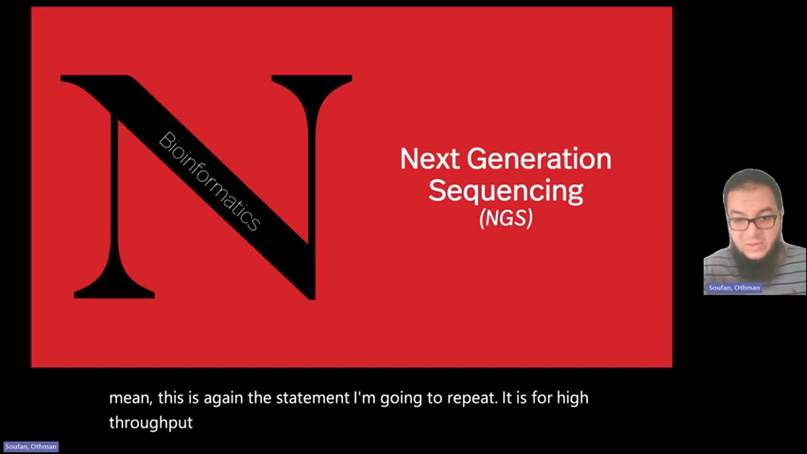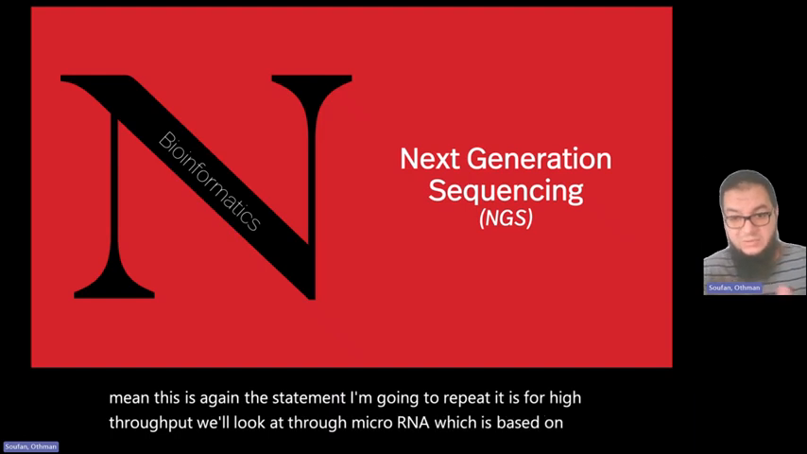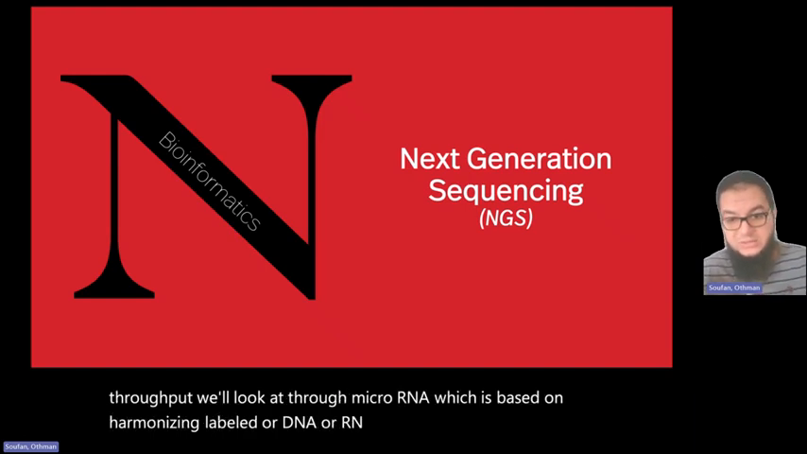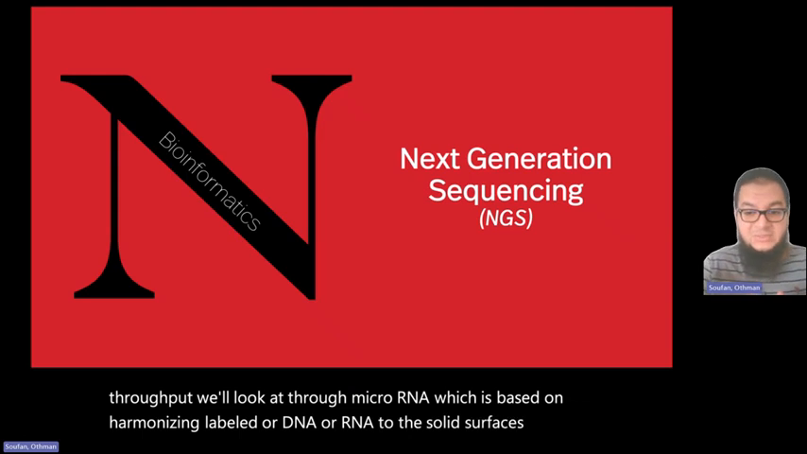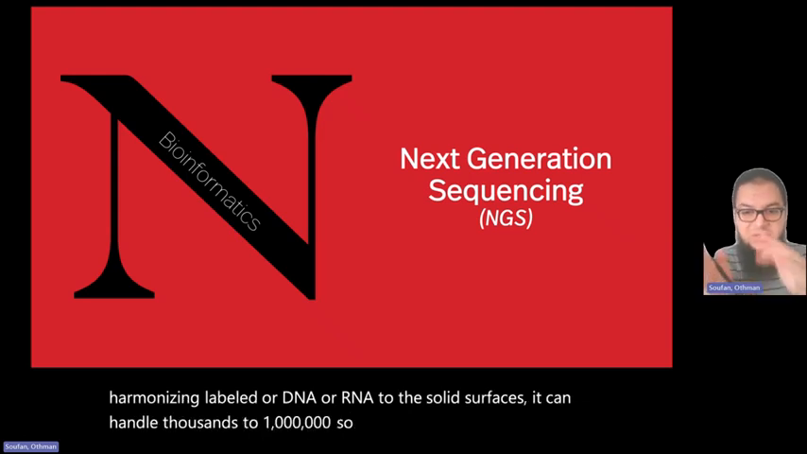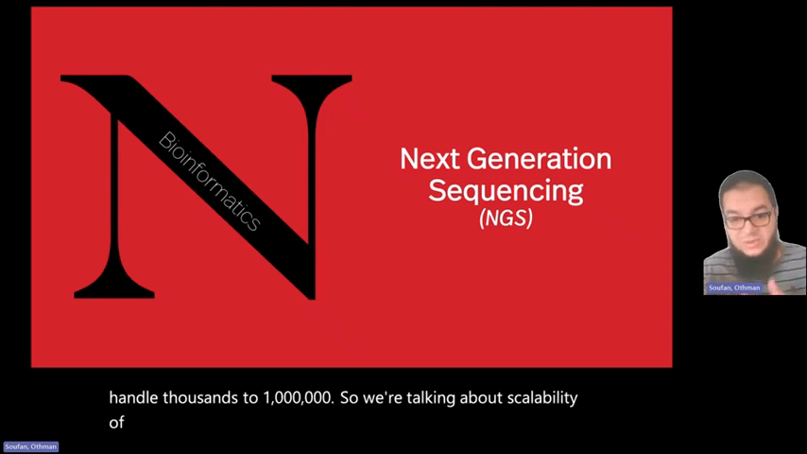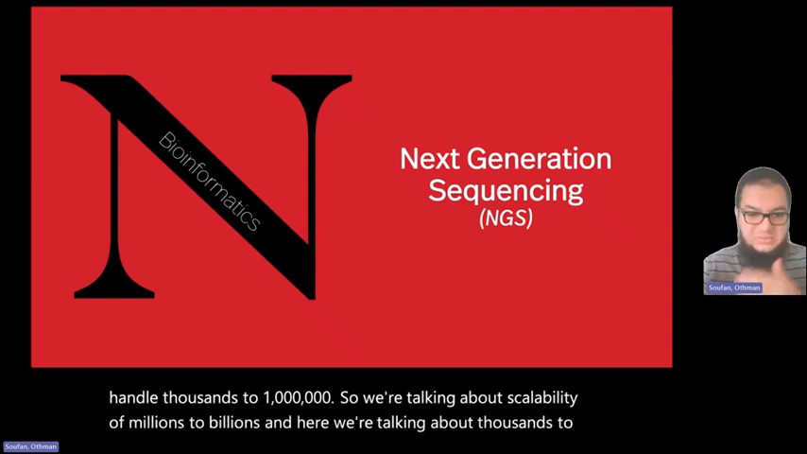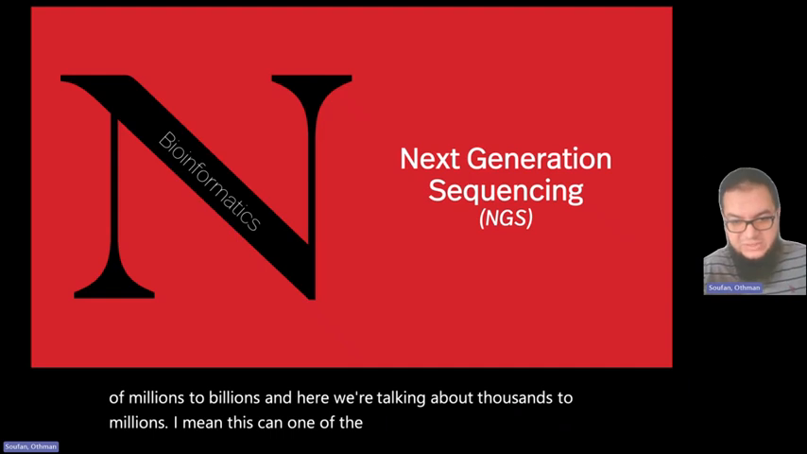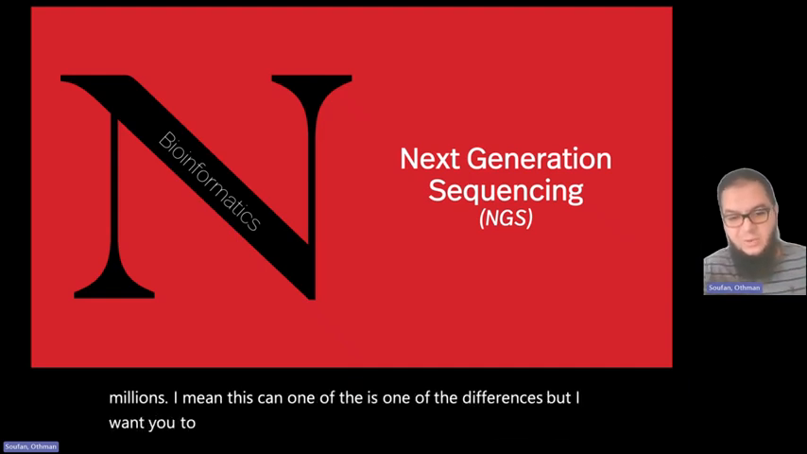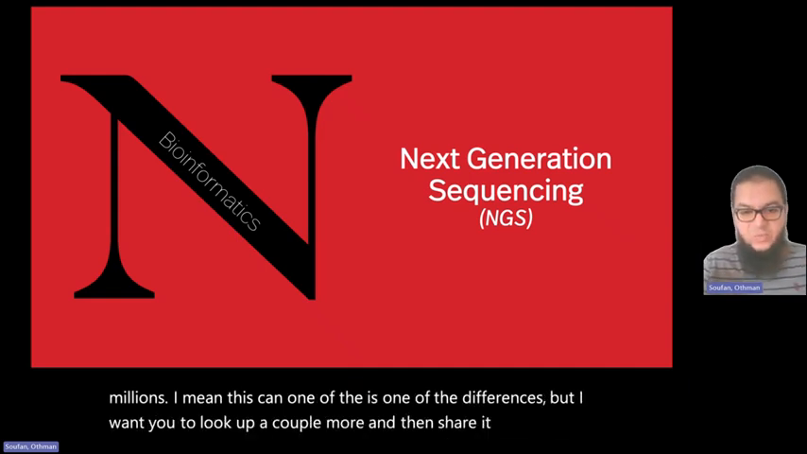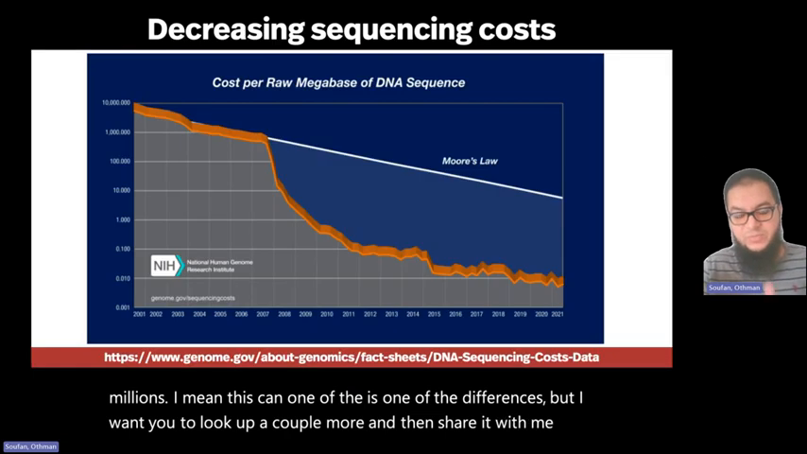When we look at microarrays, which are based on hybridizing labeled DNA or RNA to solid surfaces, they can handle thousands to millions. So we're talking about scalability of millions to billions for sequencing, and here thousands to millions. This is one of the differences, but I want you to look up a couple more and then share them with me as part of your answers.